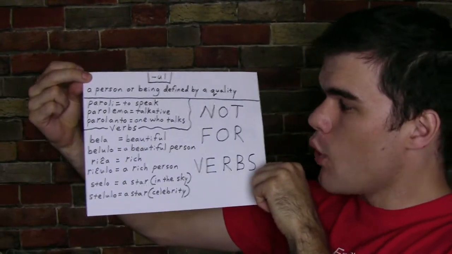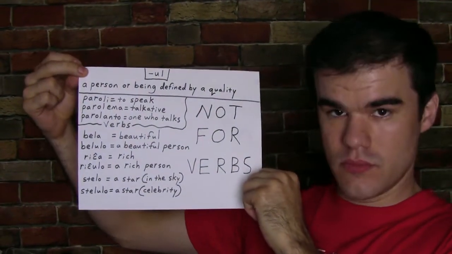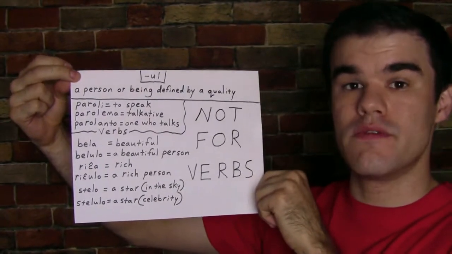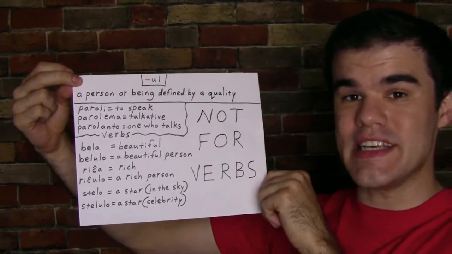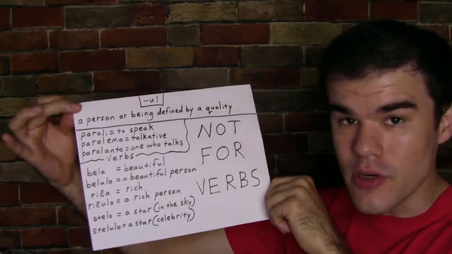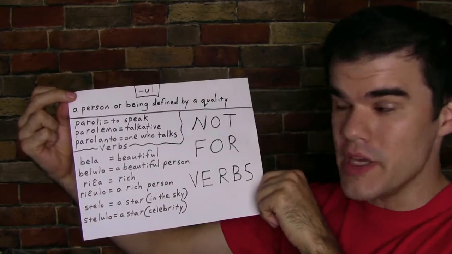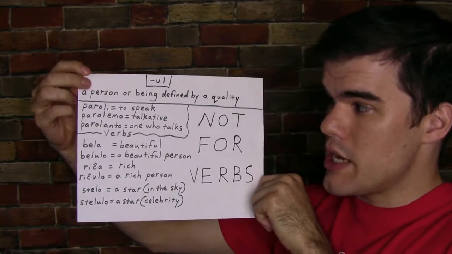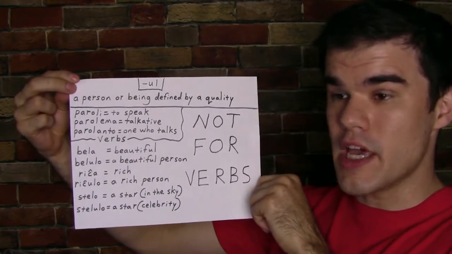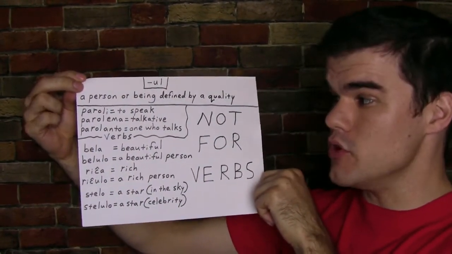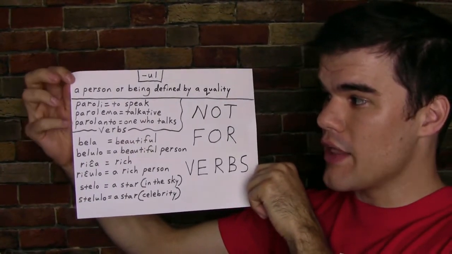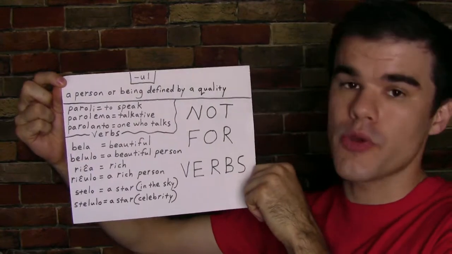All right? One thing that is very important to know for this suffix is that it is not related to verbs, all right? We don't use this in relationship with verbs. If we had a verb, like paroli, to speak, and we wanted to talk about a person in relation to that verb, you could say they are parolema, they are inclined to speak, they are talkative. You could say they are speaking right now, they are one who speaks. That would be parolanto. That's what we call a participle.